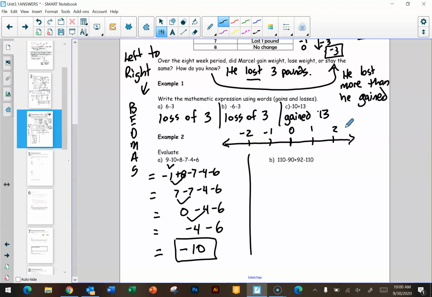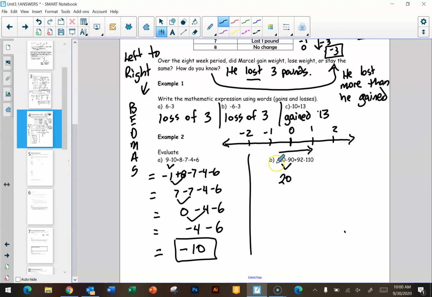All right, next number. Bigger numbers, but it's really the same process. Let's just move from left to right, just like we would read this. So 110 minus 90. Okay, we're just using bigger numbers. 110 would be way over here, and then minus, which means I have to move toward the 0, and I have to move 90 steps. Well, if I start at 110 and I move 90 steps, 110 minus 90 is 20.